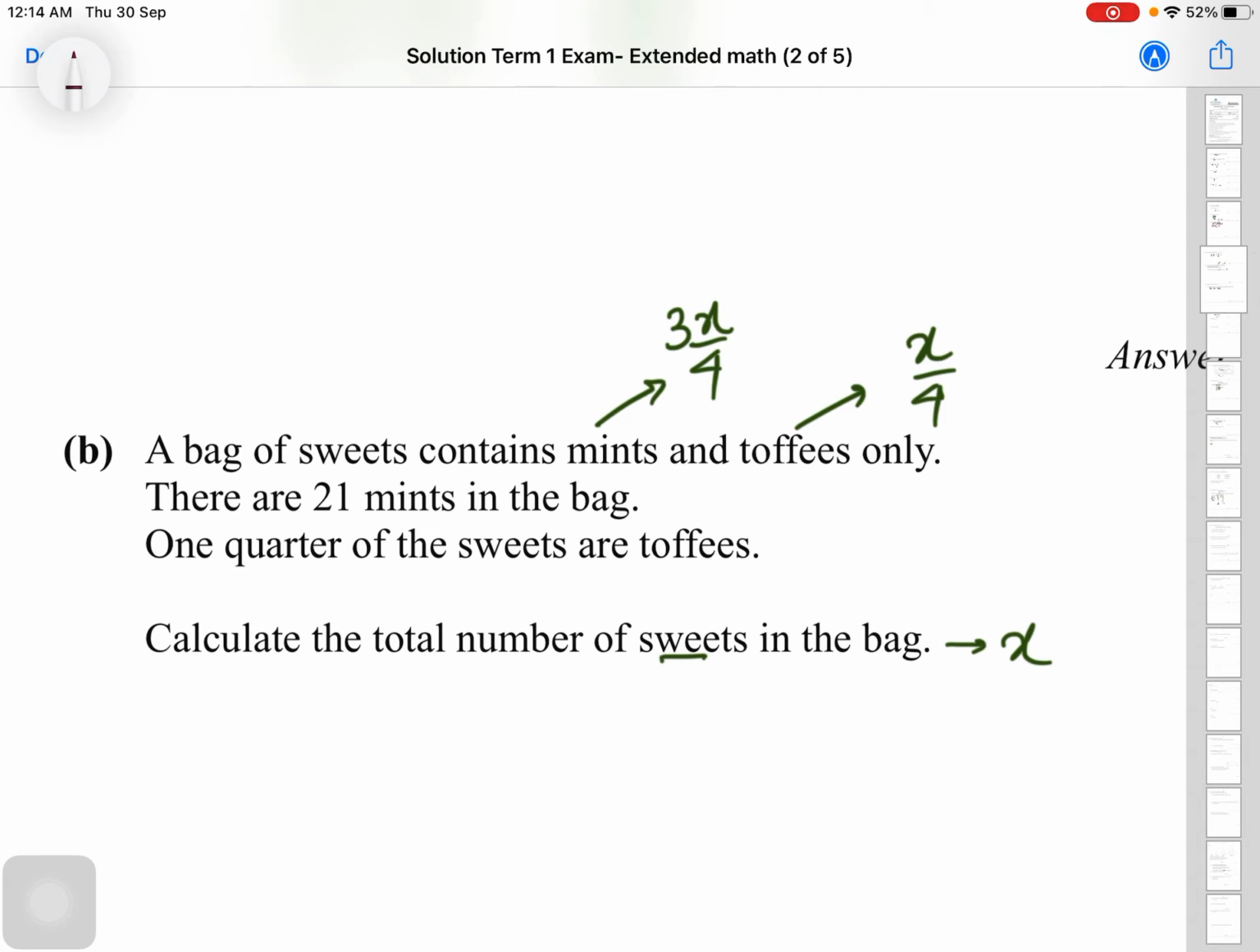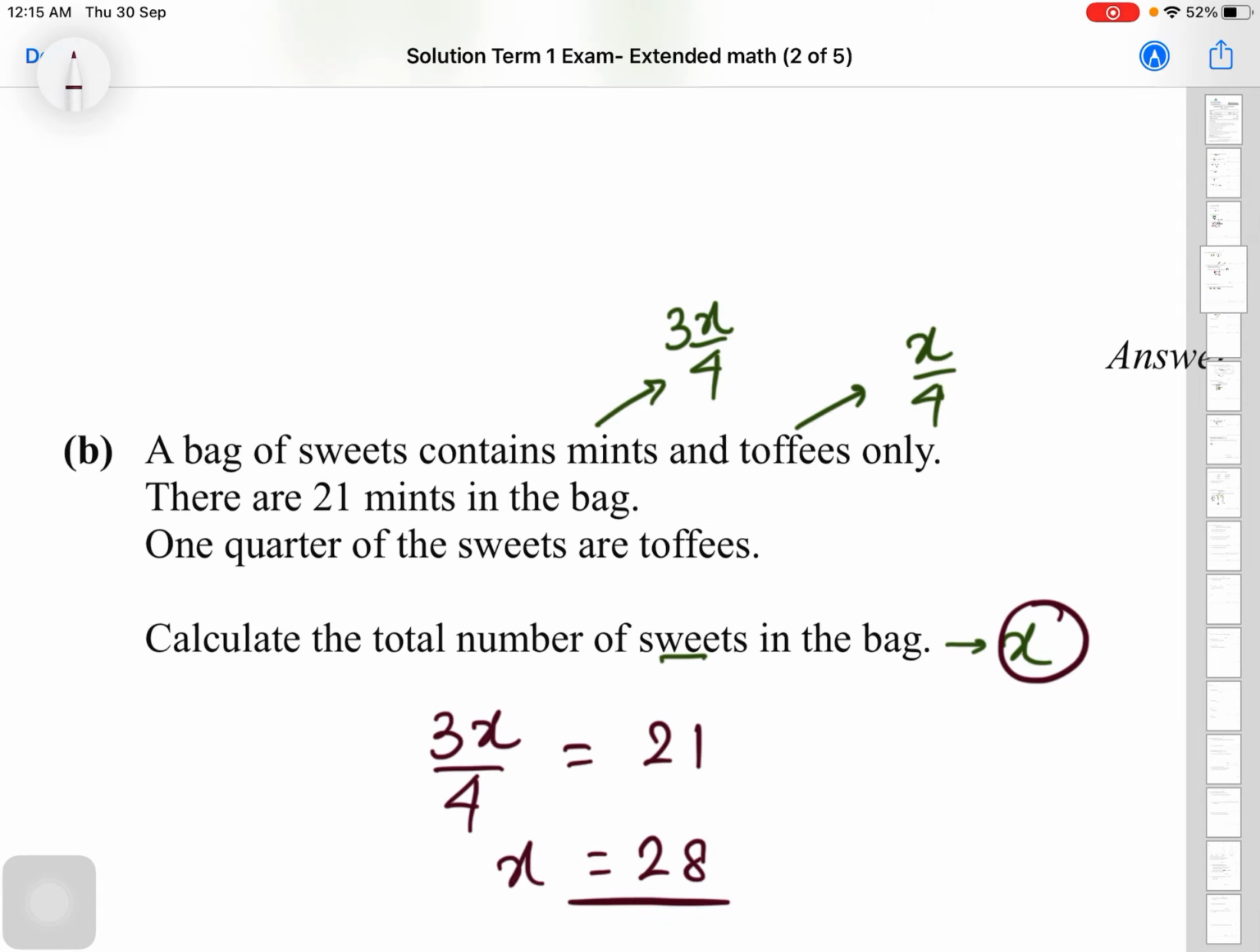A bag of sweets contains mints and toffees only. There are 27 mints in the bag. 1/4 of these sweets are toffees. Calculate the total number of sweets in the bag. Let's say the total number of sweets are x. So 1/4 of them is toffee. That's x by 4, which means 3/4 will be the other one. That's mints, 3x by 4. So if we can apply this common sense, you can directly say 3x by 4 will be equal to 21. Solve it. X will come out to be 28, and that's the total number of sweets in the bag.